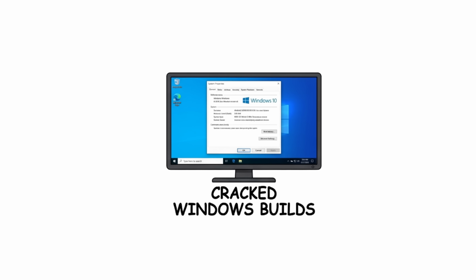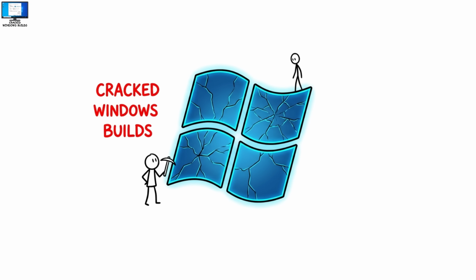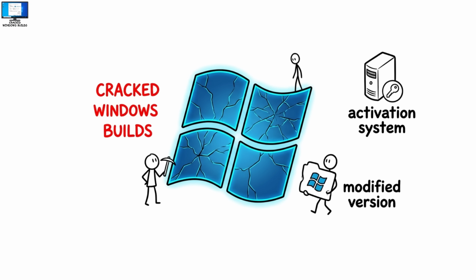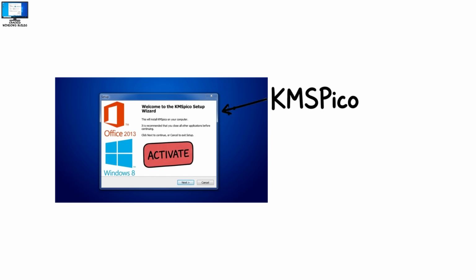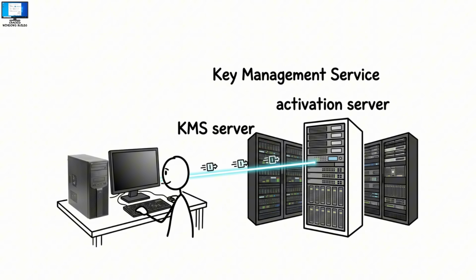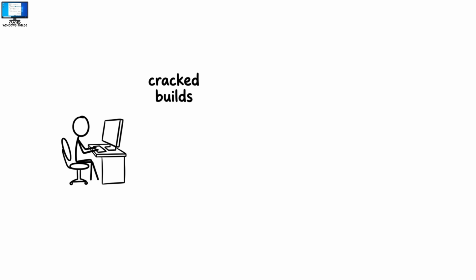Cracked Windows builds. A cracked build is a modified version of Windows where someone has bypassed the activation system entirely. The most famous tools are KMSPico and Microsoft Toolkit. They trick Windows into thinking it is connected to a corporate activation server, called a KMS server, short for Key Management Service.